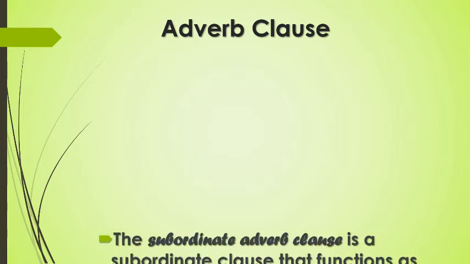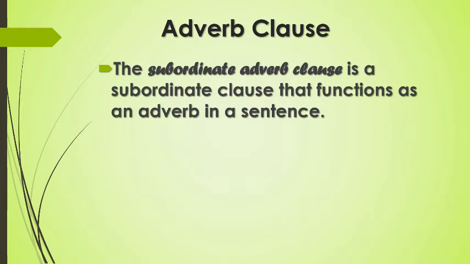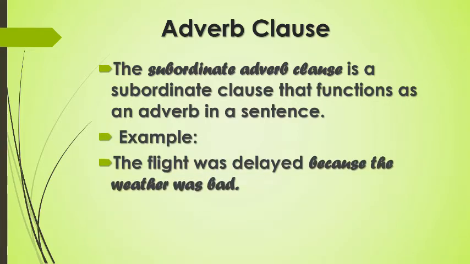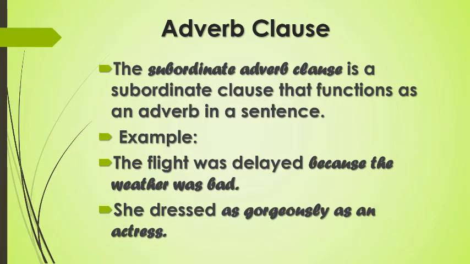Adverb clause. The subordinate adverb clause is a subordinate clause that functions as an adverb in a sentence. For example, the flight was delayed because the weather was bad. She dressed as gorgeously as an actress. In these sentences, the highlighted parts are subordinate adverb clauses.